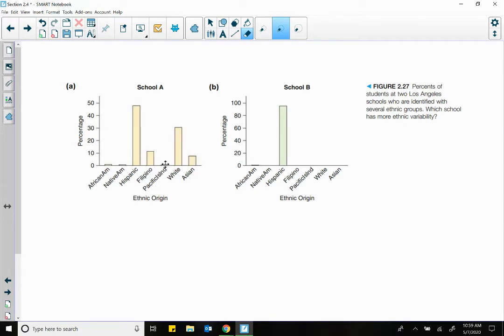I've got Asians, I got white, I got Pacific Islanders, Filipino, Hispanic, Native American, African American. There's a bar for each one of these. Okay? So I have every single one of these groups represented. That's a lot of variability.